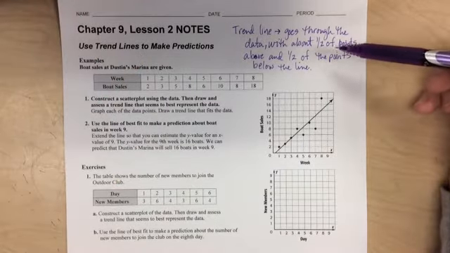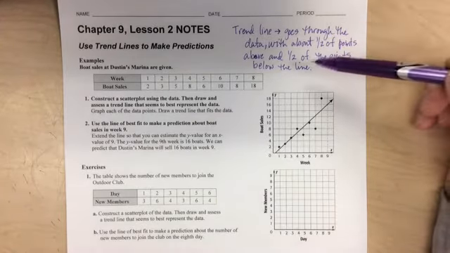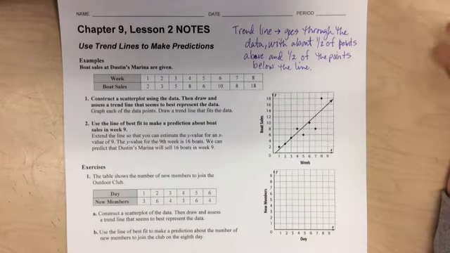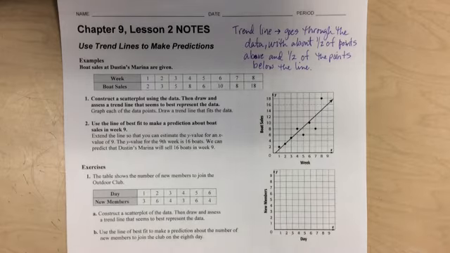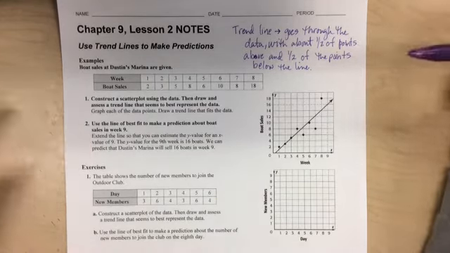So when we draw a trend line through a scatter plot, we're going to try to make it so that about half the points are above the line and about half are below the line. Sometimes you'll go through a point, but it's pretty rare if you actually go through one of the points that's on the scatter plot. So let's look at the scatter plot that they've given us.